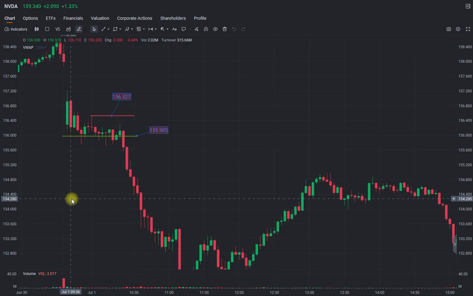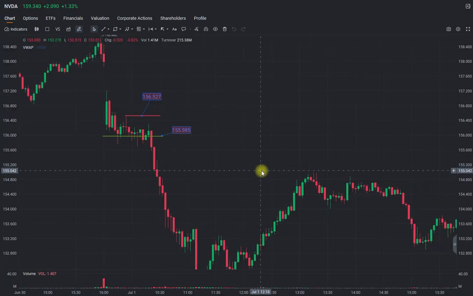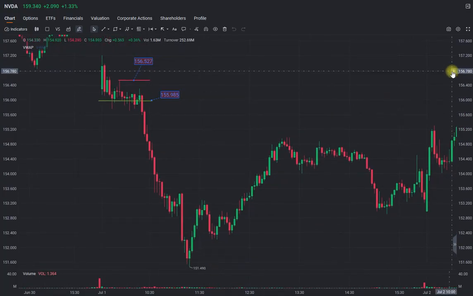This is what happened. The stock comes down, touches the lows of the day. In this case, it's 156. Then bounces up, comes down, and then you can see here it breaks 156 and drops down a lot. What is a lot? In this case, down from 156 to 151.50.